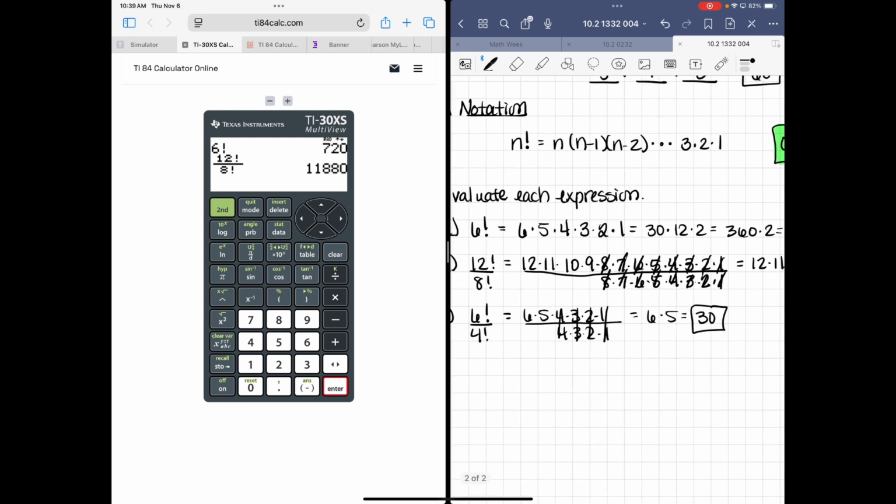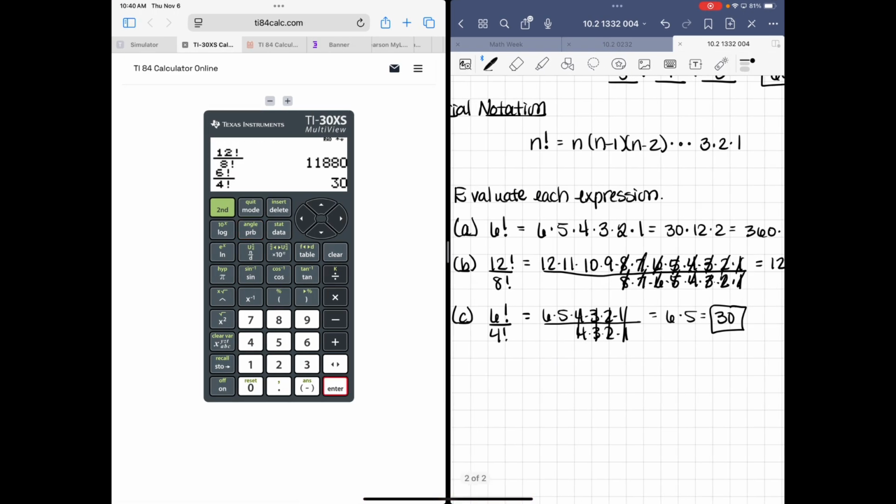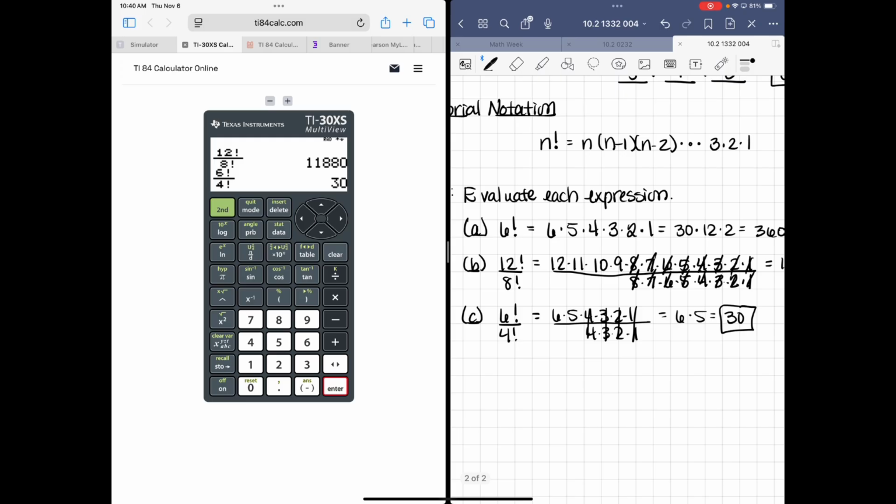Now, you will, on your homework, run into a problem where your calculator will tell you that you have an overflow error. So you have to do a little thinking. I'm going to do 6 factorial over 4 factorial, and then I'll show you. 6 PRB 3 over 4 PRB 3. And that does give me 30, so we're good to go.